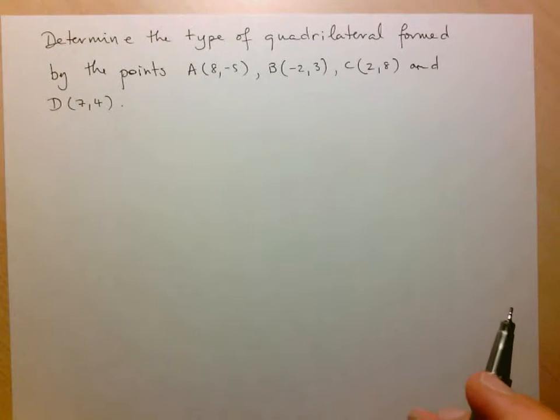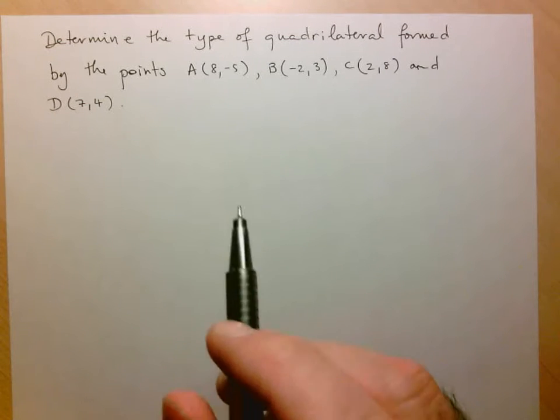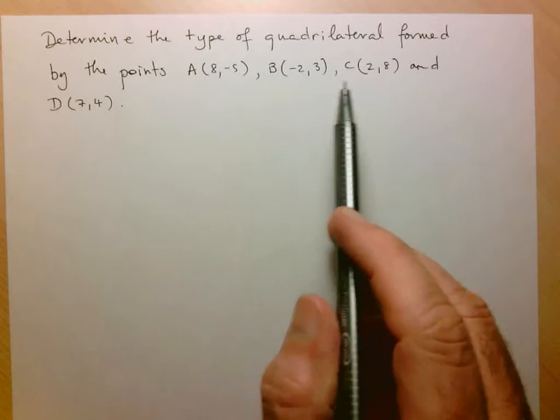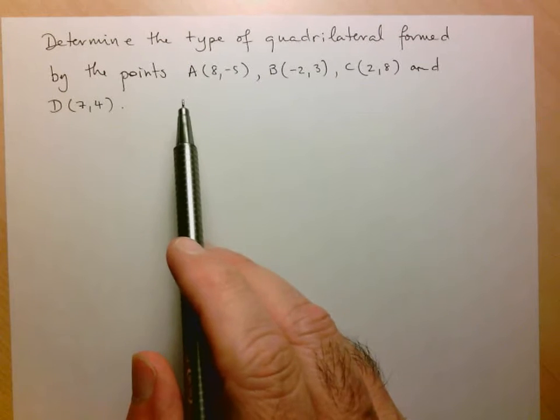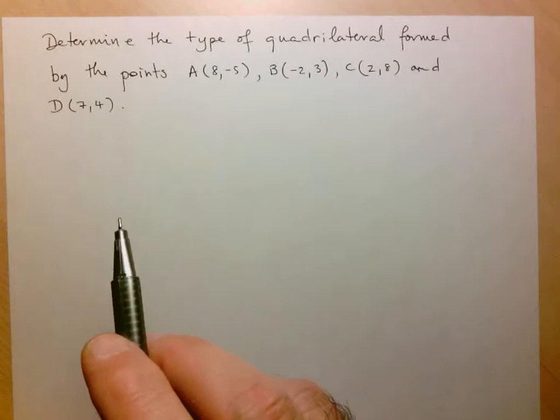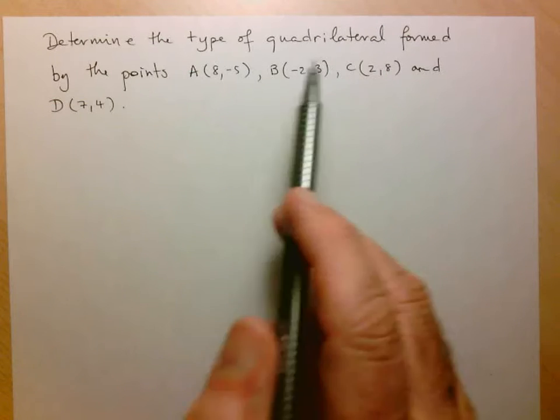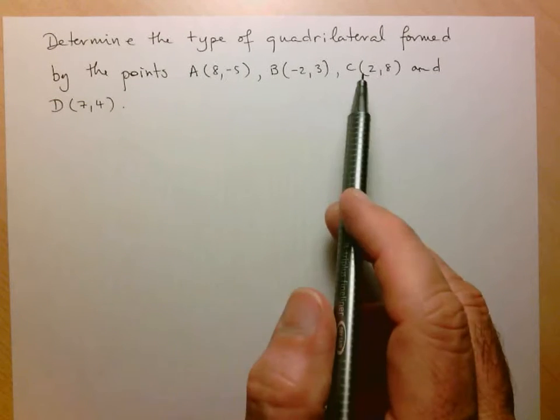Hi folks, we're going to take a look at this problem here, which is an example of determining the type of shape that's created by a set of points on a Cartesian plane. Since these are points on a Cartesian plane, this is an analytic geometry problem. So the question is: determine the type of quadrilateral formed by the points A, B, C, and D as given.